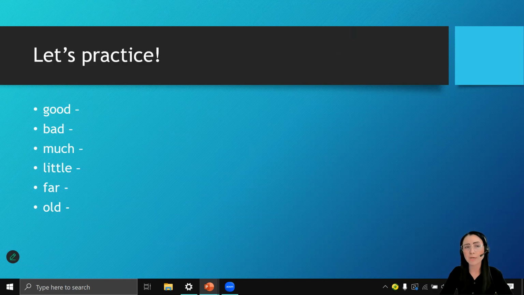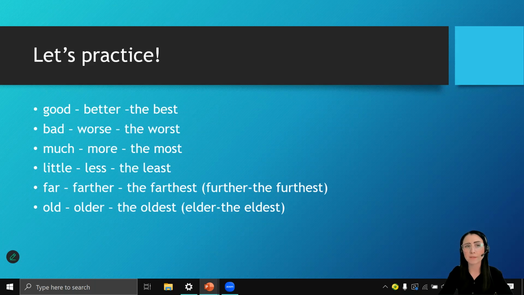Make a pause and try to remember how to write these words. Write down the words, then check your answers. Correct answers. Good, better, the best. Bad, worse, the worst. Much, more, the most. Little, less, the least. Far, farther, the farthest. Further, the furthest. Old, older, the oldest. Elder, the eldest. Fantastic!